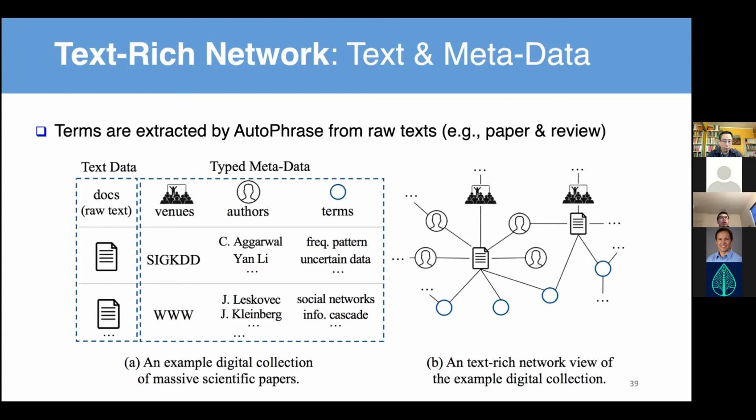So when we are figuring out all this meta information, some of it could be extracted from the documents. Some of it could be directly available from the digital collection itself, like the venues and authors. The terms are all extracted by AutoPhrase here. So we can construct a network like this, and we can view this input as a network.